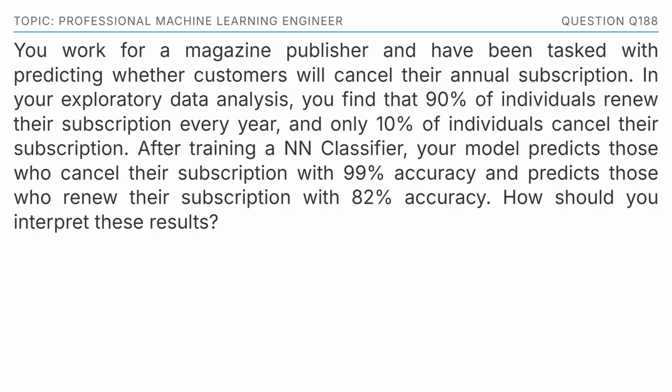You work for a magazine publisher and have been tasked with predicting whether customers will cancel their annual subscription. In your exploratory data analysis, you find that 90% of individuals renew their subscription every year, and only 10% of individuals cancel their subscription. After training a NN classifier, your model predicts those who cancel their subscription with 99% accuracy and predicts those who renew their subscription with 82% accuracy. How should you interpret these results?